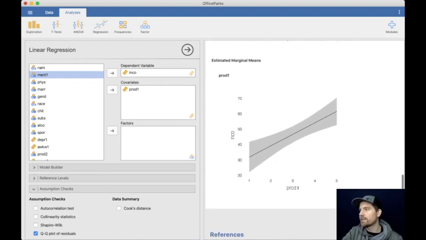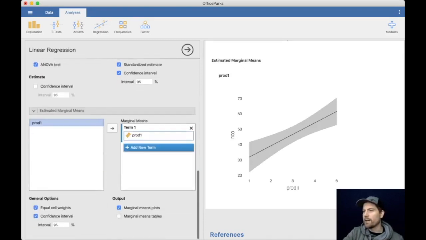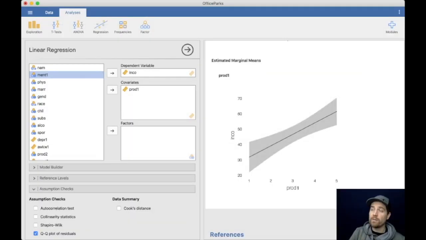Those are the patterns we're generally looking for. This last part is the plot showing us the relationship between productivity and income. The shaded area, we can come down here and it'll tell us that the shaded is a confidence interval of 95%. Now, so we've done a simple regression at this point.